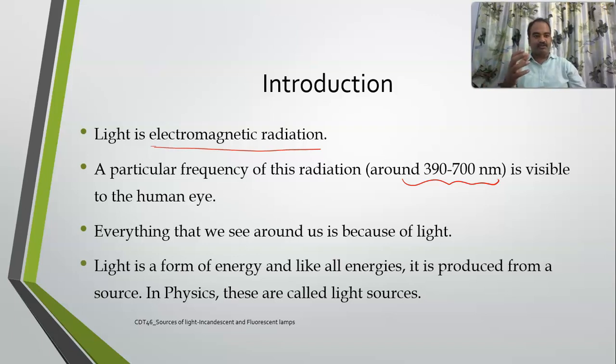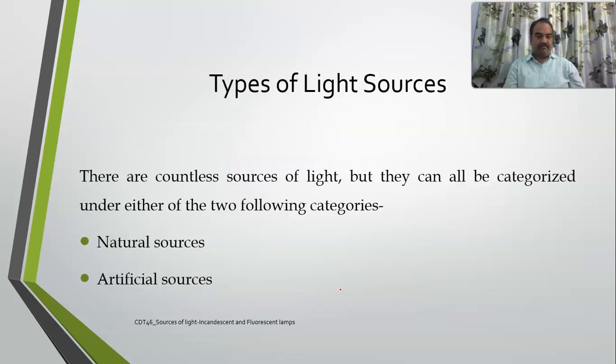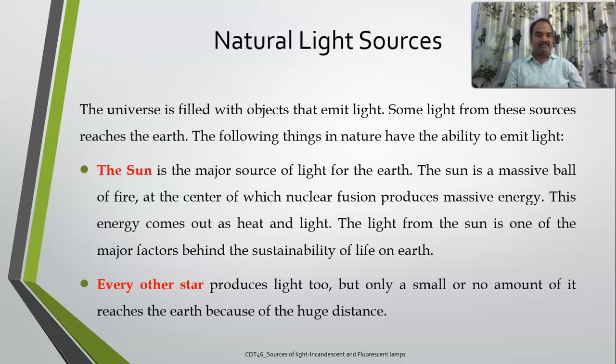In physics, the sources which produce light are called light sources. Now, light sources are classified into two different types. One is natural sources, the other one is artificial sources. One which are naturally made in nature, the other one is made by human beings. So let's start with the natural light sources.